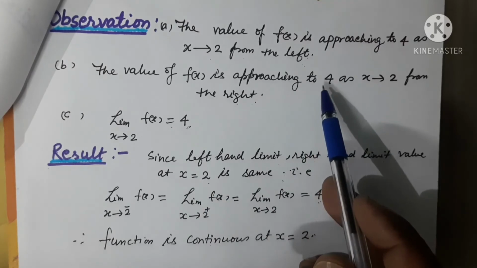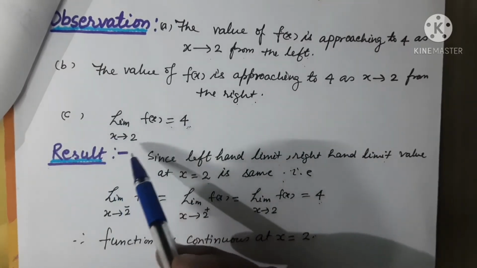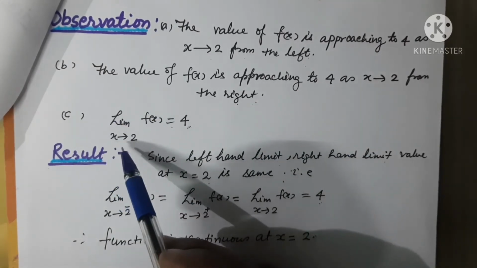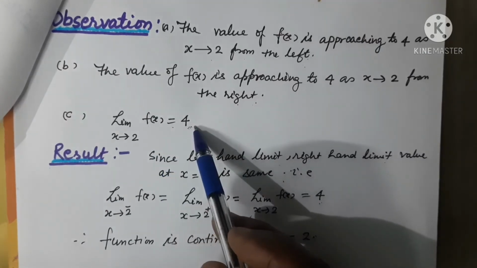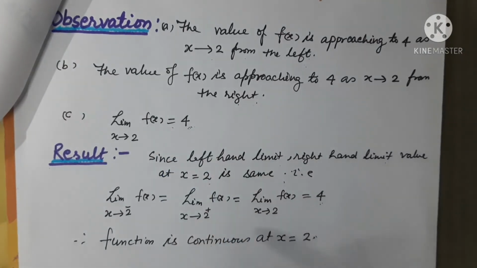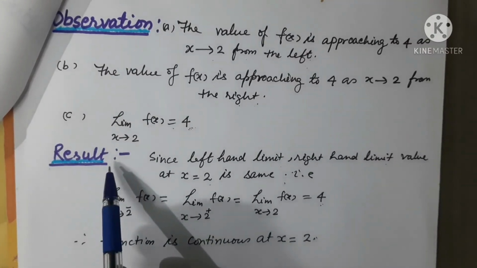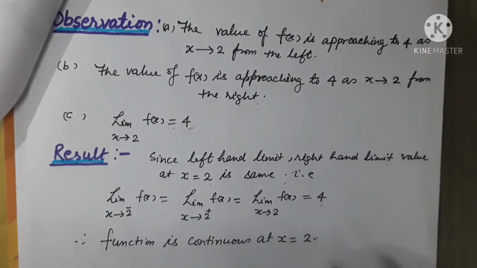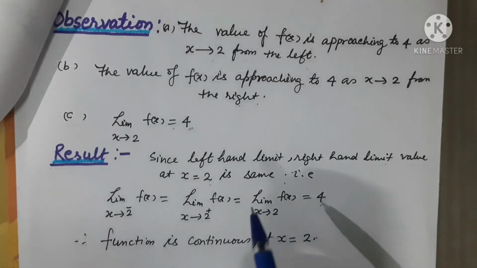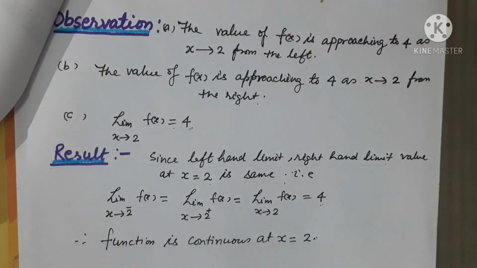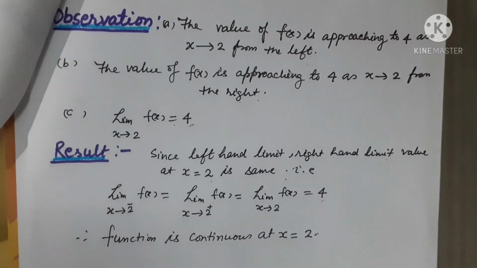F(x) approaches 4, and the function at the point, as well as the limit as x tends to 2 of f(x), is equal to 4. They are the same. So we can say that the function is continuous, which is the result for this function. So this is all about whether the function is continuous or not at a given point. Thank you.